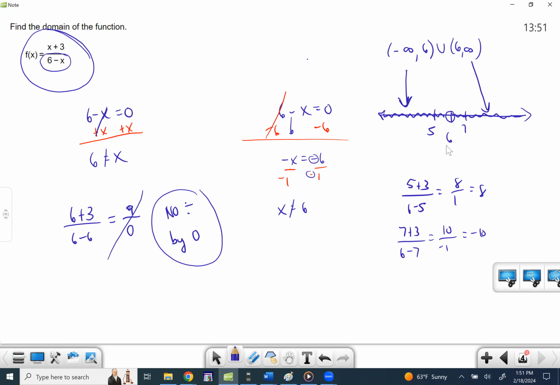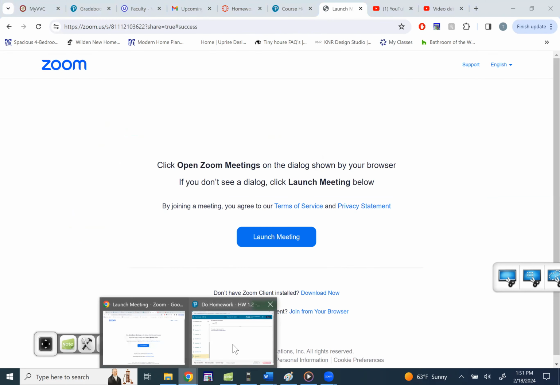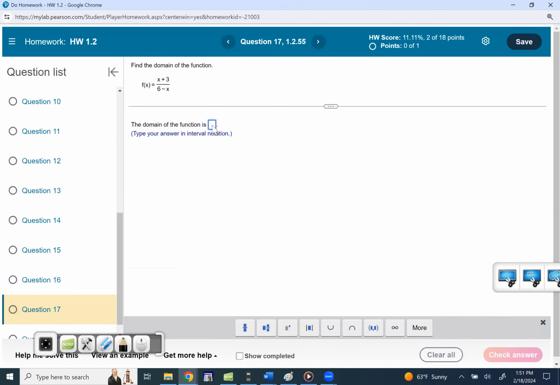And again, just make sure you put parentheses on the 6 because that's what tells people, hey, don't include it. If you put square brackets on it, you're saying include it, and we just talked about how we can't include it because then we'll be dividing by 0. So this is what we're going to put in: parentheses, negative infinity, comma 6.